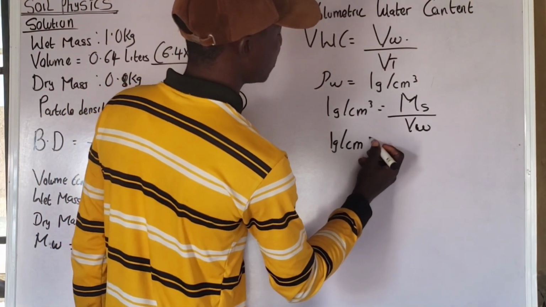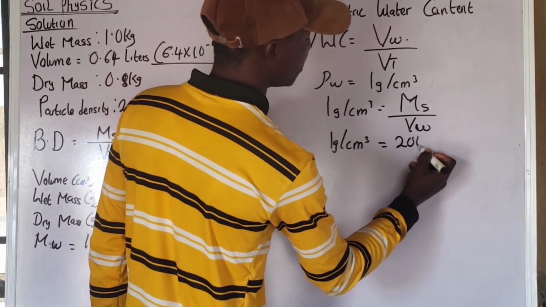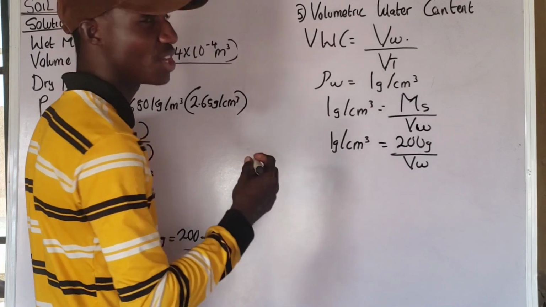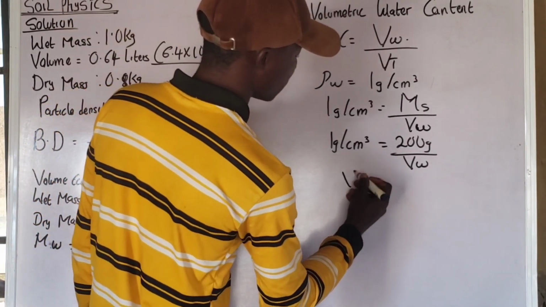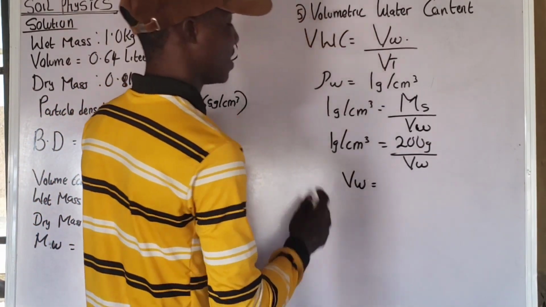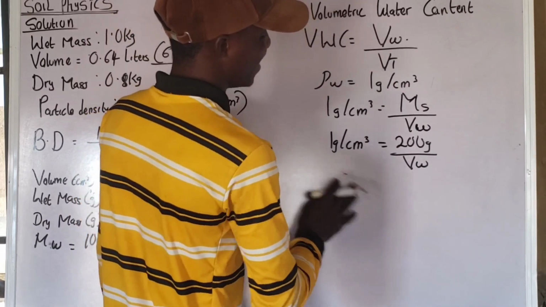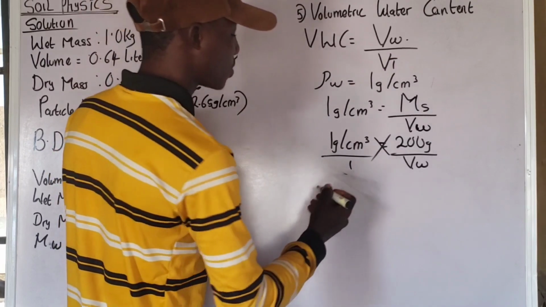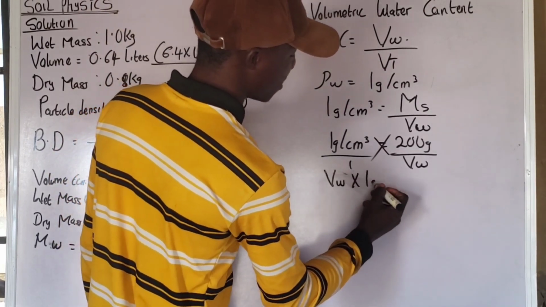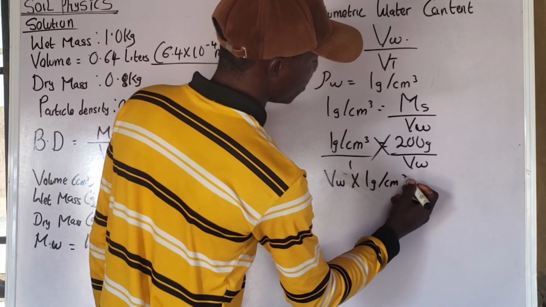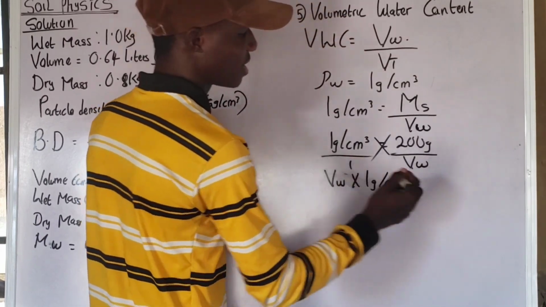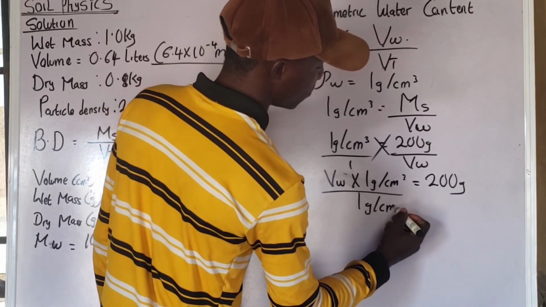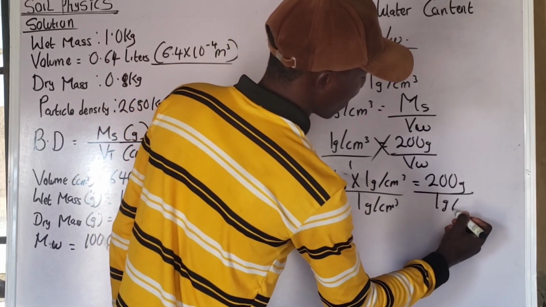So I'm going to have 1 gram per centimeter cube equals 200 gram all over the volume of water. Are you paying attention? Here, to get the volume of water, I just have to take the cross product. I don't want to skip any step. Volume of water multiplied by 1 gram per cm cube equals 200 gram multiplied by 1, that is 200 gram. Okay, divide both sides by 1 gram per cm cube.